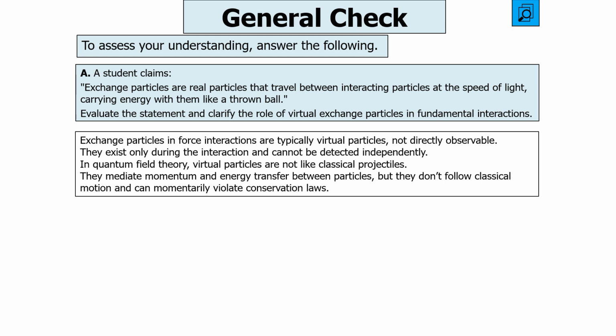They exist only during the interaction and cannot be detected independently. So in quantum field theory, virtual particles are not like classic projectiles like balls. They mediate momentum and energy transfer between particles, but they don't follow classical motion, and they can actually violate conservation laws for the moment that they exist.